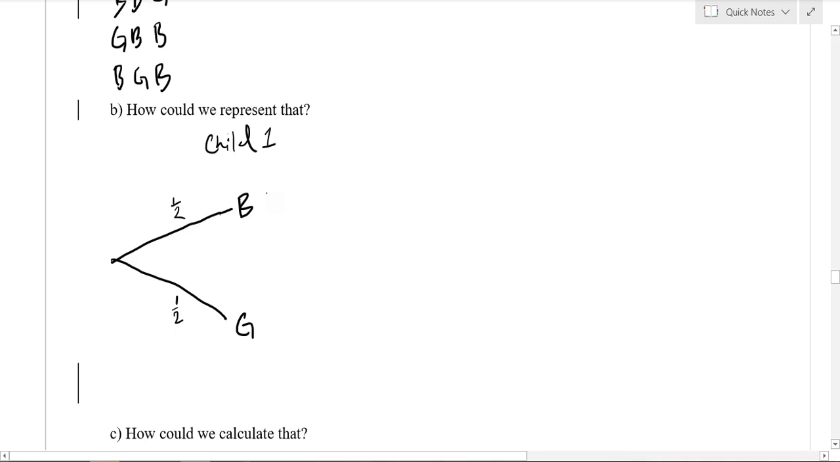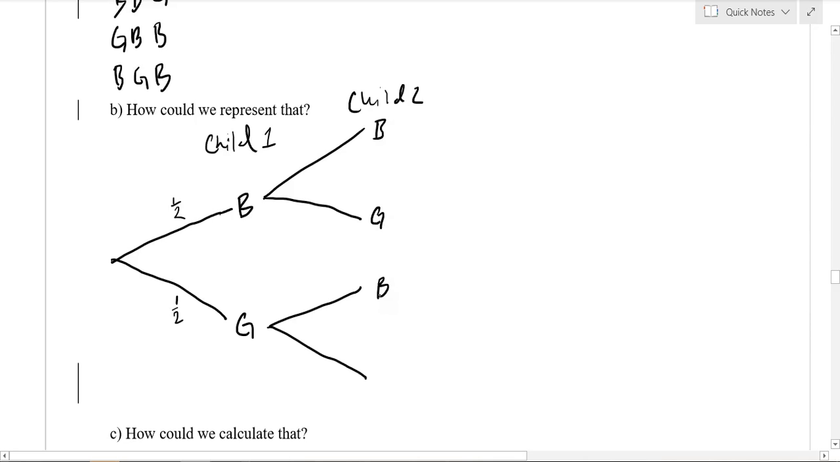Okay, let's do another one. They have another kid, so this is child number 2. Give yourself space to do this. So boy, girl, and then boy, girl, and you have a 1 in 2 chance again of this happening. This is how you construct your tree diagram. We should have given you more space for this. Then you repeat it again for child number 3. It just means you might have to make it a bit smaller.